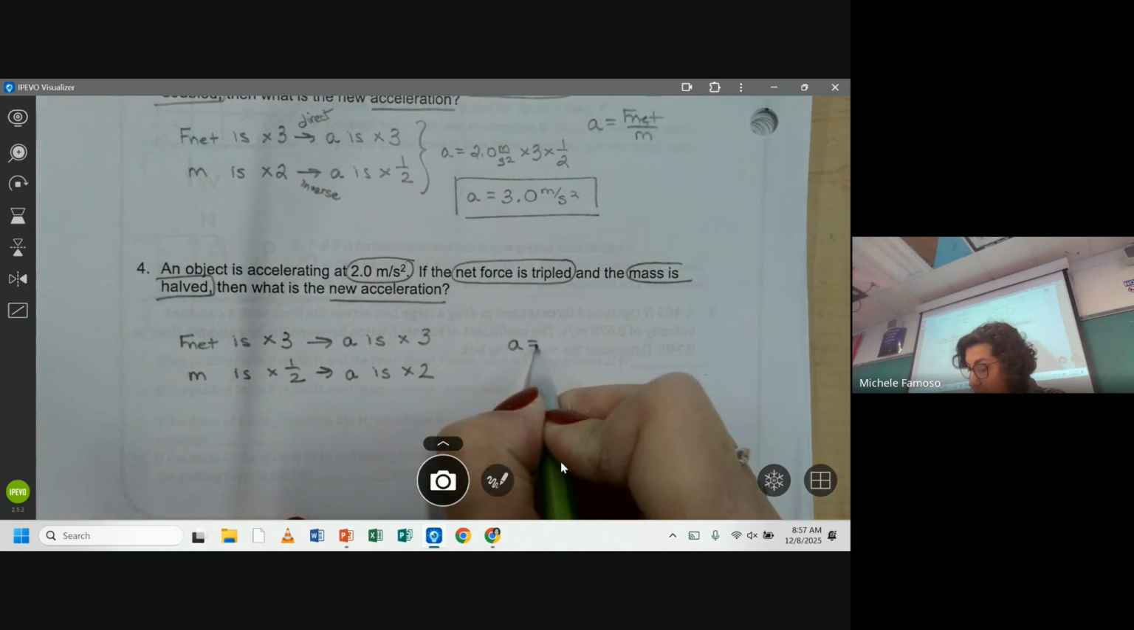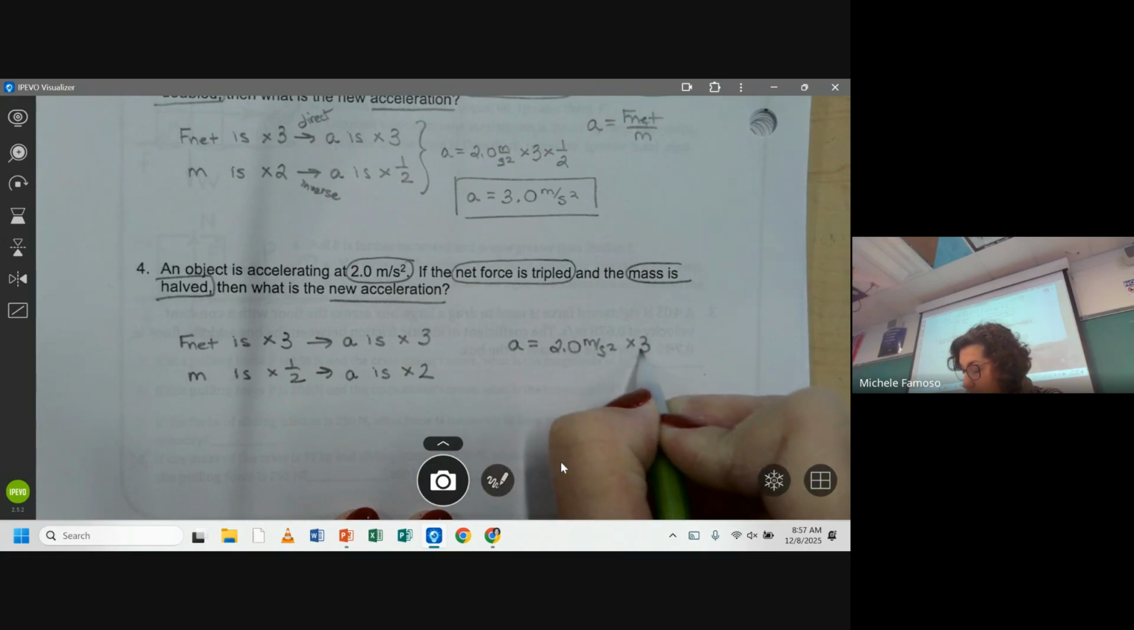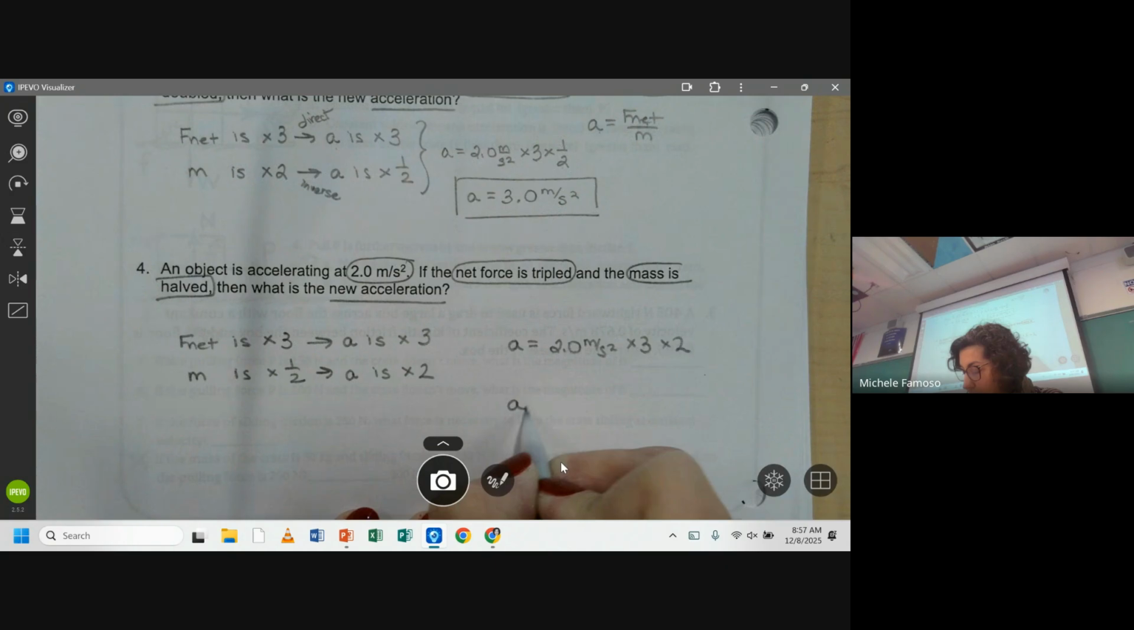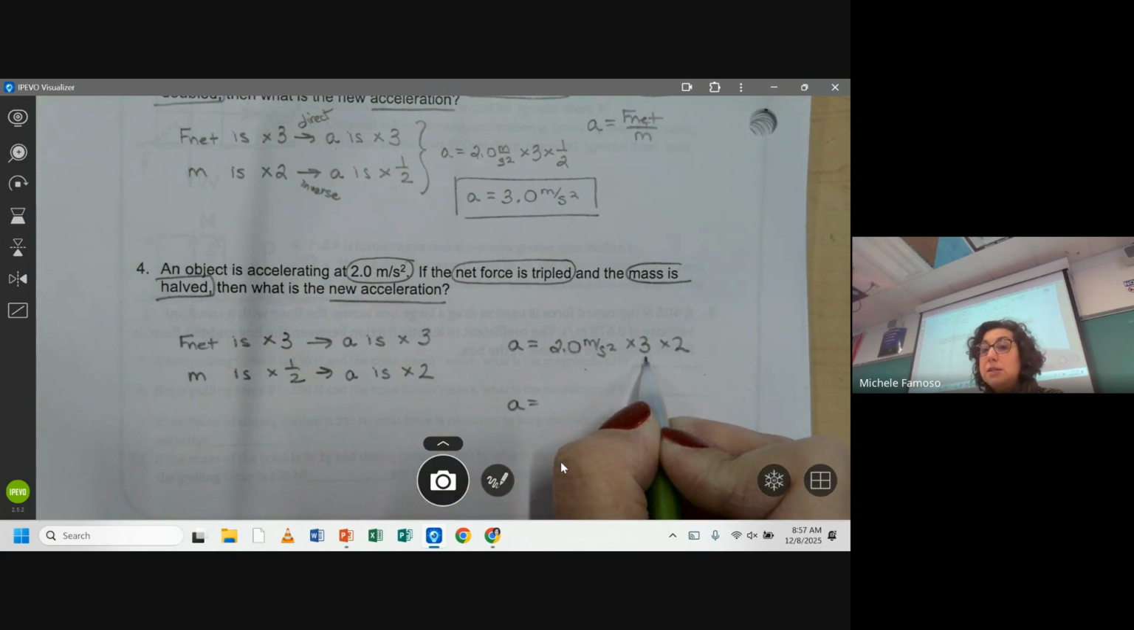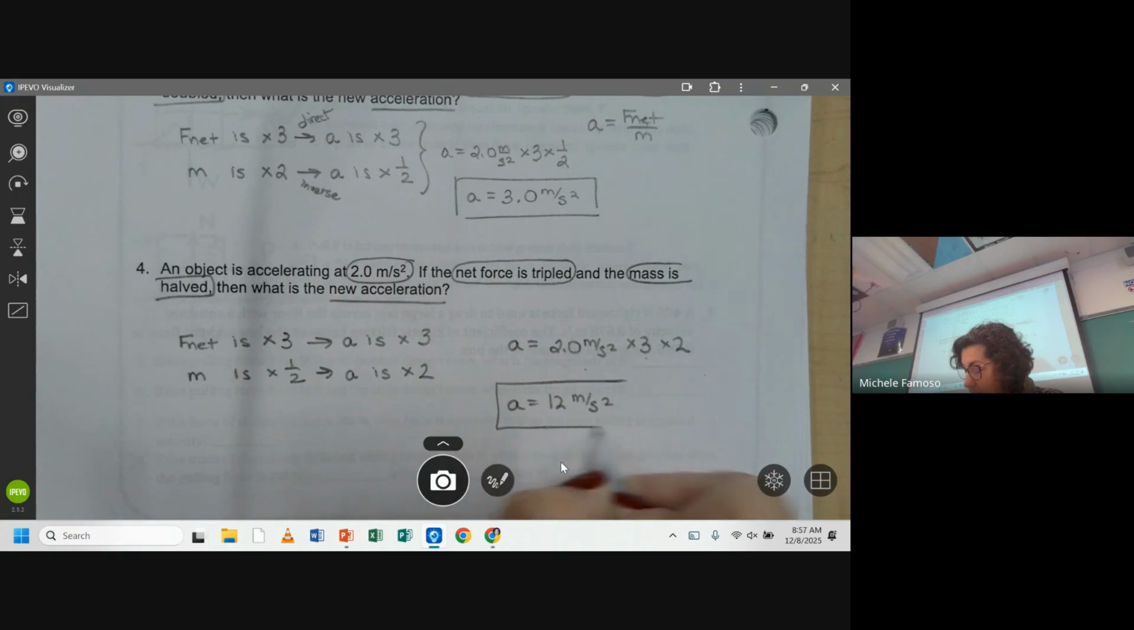So let's take our original value. Let's multiply by 3 and then by 2. 2 times 3 is 6 times 2? 12. So 12 meter per second squared for that acceleration.